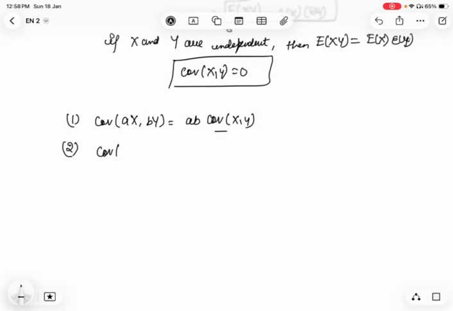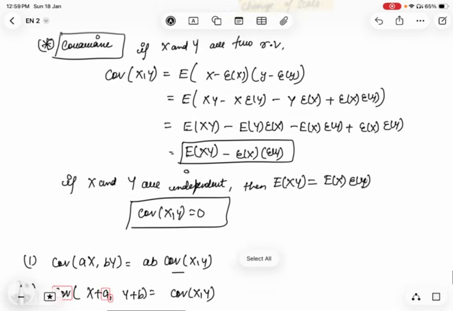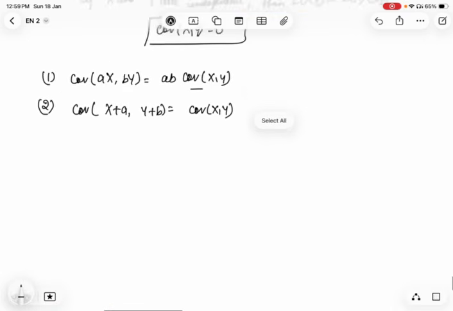Second is covariance of x plus a, y plus b. In that case, you only calculate the covariance of xy, because when you take the expectation, the terms with a and b will cancel out. Just prove it exactly this way and you will get the answer.